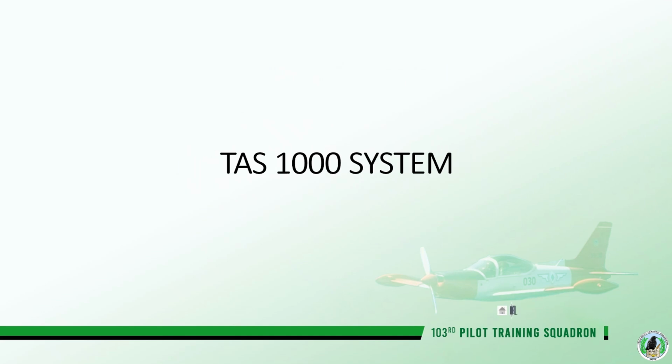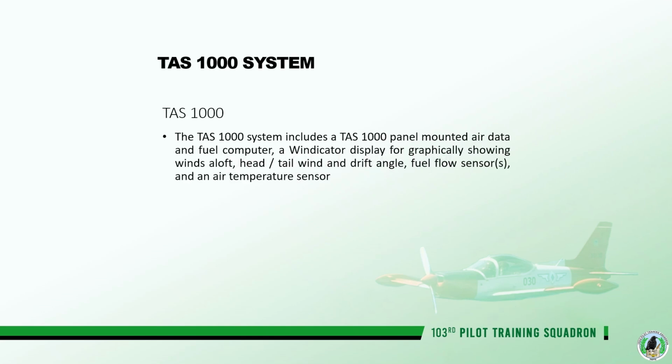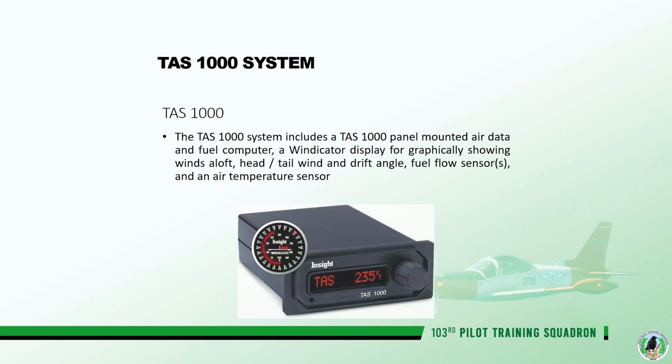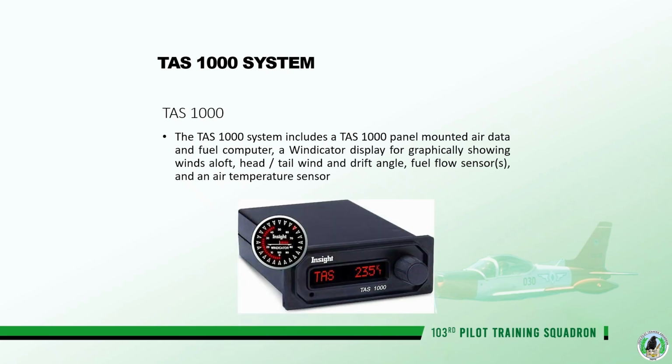TAS 1000 system. The TAS 1000 system is another advanced system. It includes an air data and fuel computer, a wind indicator display, fuel flow sensors, and an air temperature sensor. TAS 1000 panel mounted air data and fuel computer. This computer processes data from various sensors to provide accurate flight information.